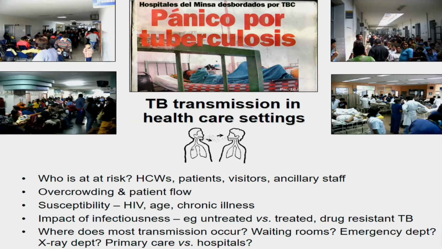Lots of susceptibility of folks in hospitals, folk with HIV, other causes of immunosuppression, elderly folk, folk with cancer. Certainly with TB, there's a massive impact of infectiousness. The most infectious TB patients are those who are untreated, because treatment for TB reduces your infectiousness relatively quickly. Where do you find untreated TB patients? Well, not on the TB ward. You find them in outpatient departments, you find them in waiting rooms, you find them in the x-ray departments, and all these very typically overcrowded areas of hospitals. And then, of course, there's another argument about primary versus secondary care, which I will come back to.